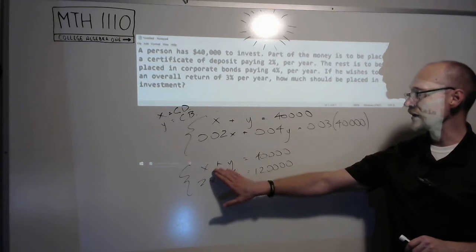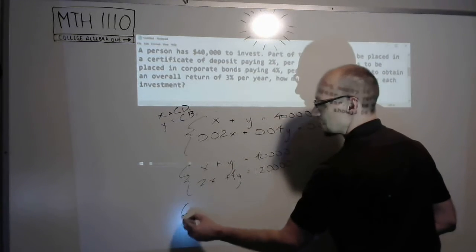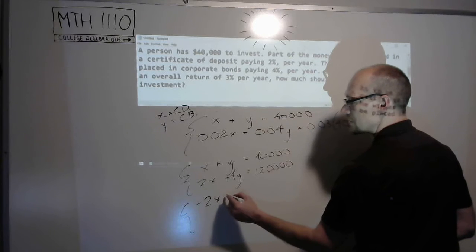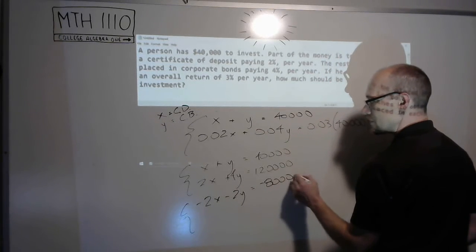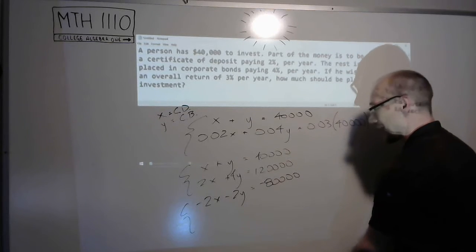You could double this and make it negative. I might as well just keep going on this. Negative 2x minus 2y equals negative $80,000. I just multiplied this top equation by a negative 2.